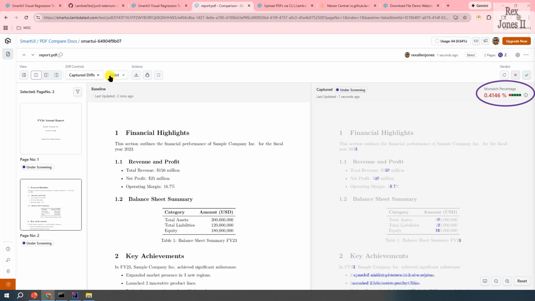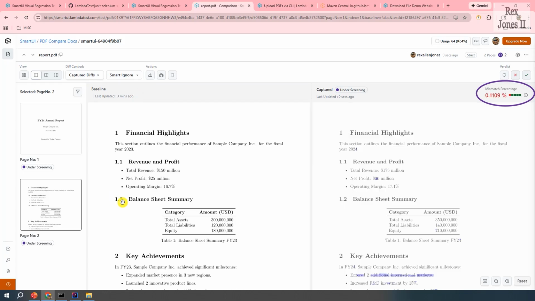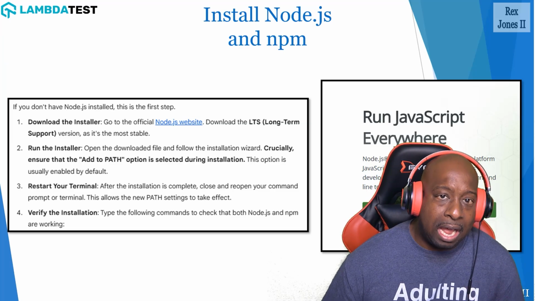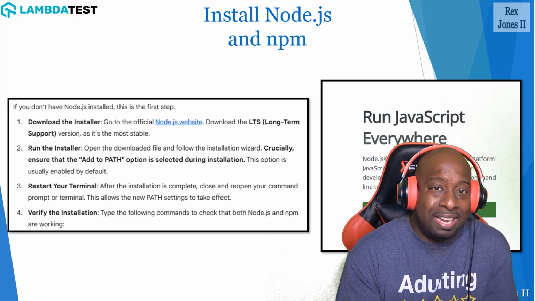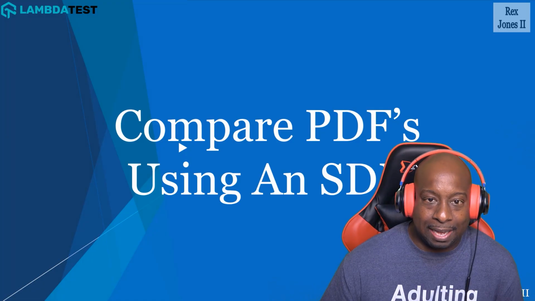Right now, it's on strict mode, and strict mode is the highest level to identify mismatches between a baseline image and a captured screenshot. Smart ignore disregards differences that are expected or irrelevant. That's why the percentage is not the same. That's how we compare PDF documents using the CLI. Next is to compare using the SDK.